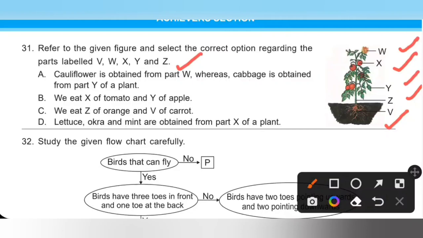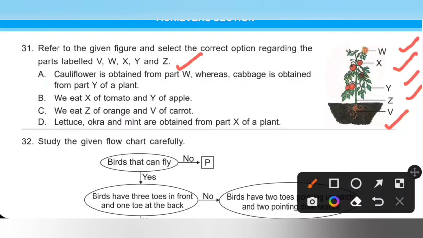Whereas cabbage is obtained from part Y of a plant. So Y is leaf. Cabbage is obtained from the leaf of a plant. So option A is the correct option regarding the parts labeled V, W, X, Y and Z. So option A is the correct answer.